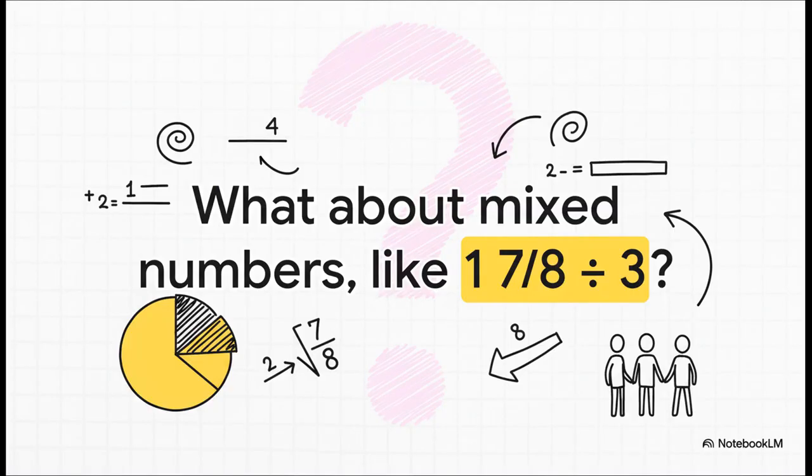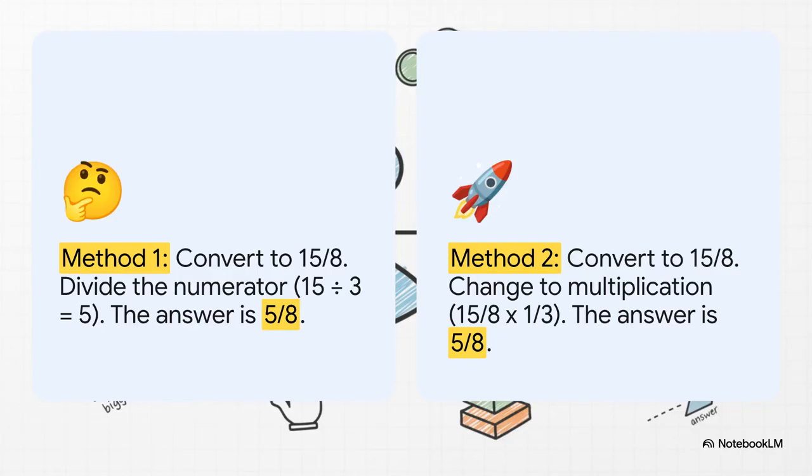So what happens when they throw a curveball at you? A problem with mixed numbers like 1 and 7/8 divided by 3. Does our ultimate skill still hold up? Let's find out. Okay, so you can see 2 different ways to tackle this. Both start by turning 1 and 7/8 into the fraction 15/8.